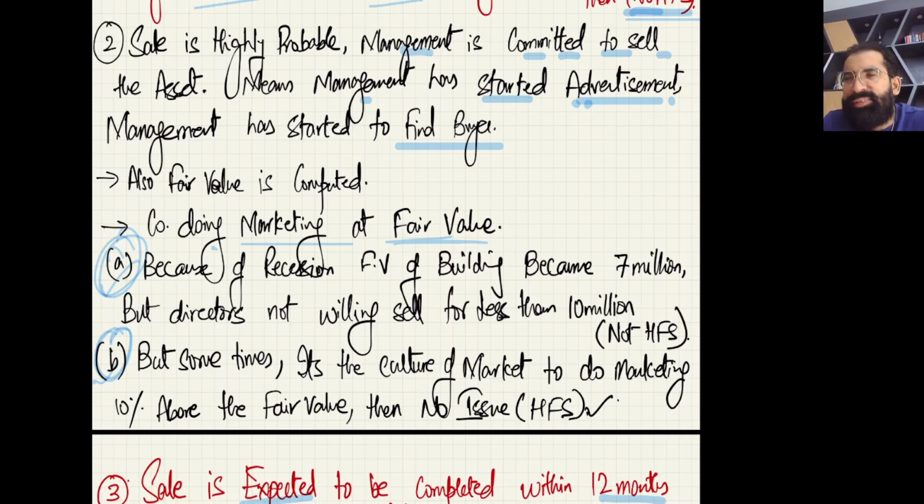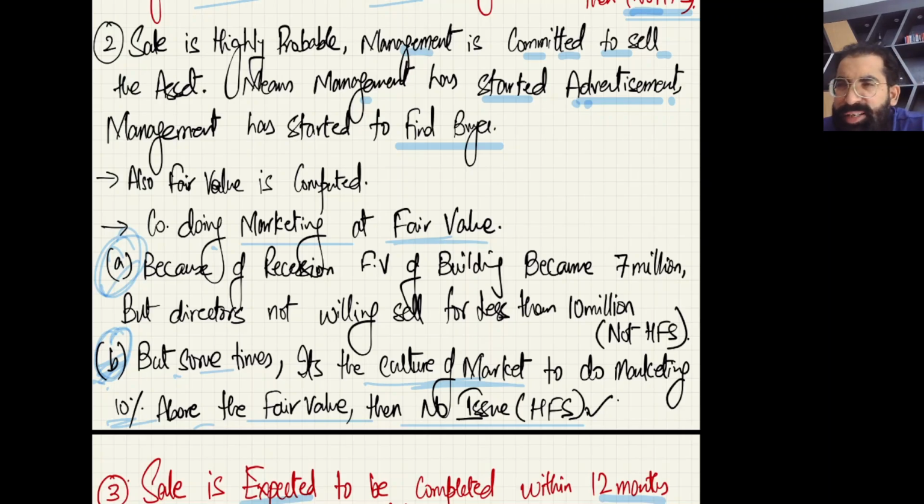How can you sell it? Just think, the real value has come down to 7 million, and we are saying that we can only sell it for $10 million. So definitely we cannot sell it. So it's not held for sale. But yes, this is a separate different point. Sometimes it is the culture of the market to do marketing 10% above the fair value, then no issue.